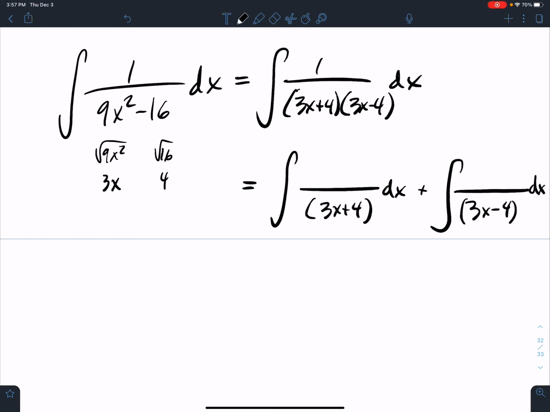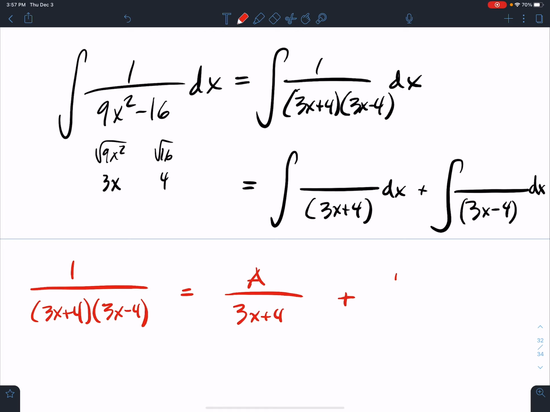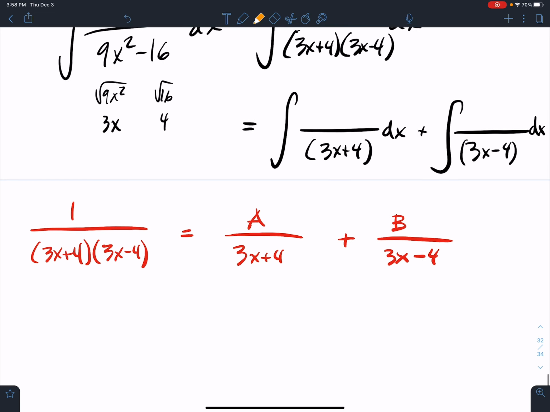All right, so let's break this down into an algebra problem. I have 1 over (3x plus 4)(3x minus 4) equals A over 3x plus 4 plus B over 3x minus 4. Now, why did I use A and B here? Both of these are linear factors, and so I have constant numbers up in the numerator. Remember, to use partial fractions, the numerator degree needs to be less than the denominator degree.